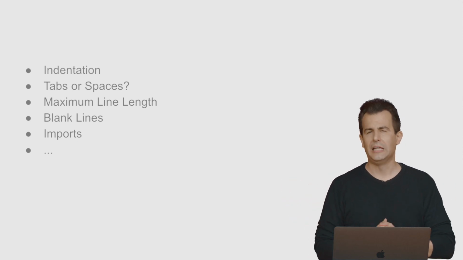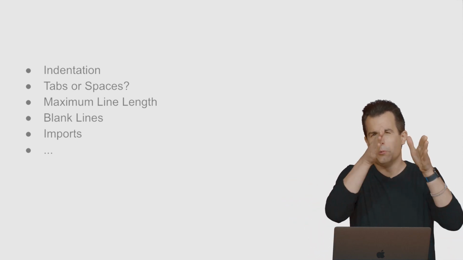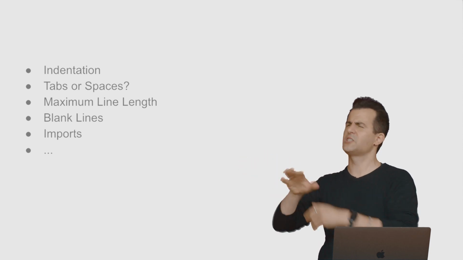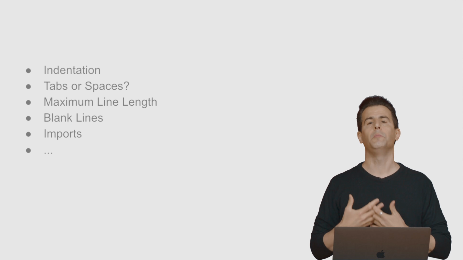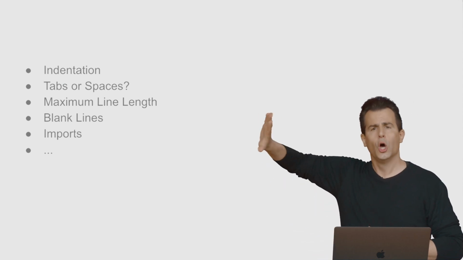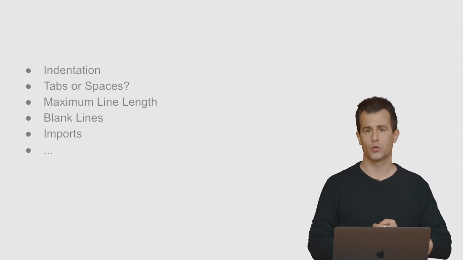What about maximum line length? Your code tends to get less and less readable the longer and longer your lines of code get, especially if they start to scroll over the screen. So Python 2 tries to standardize what the maximum line length is. You just shouldn't go past a certain number of characters to the right of your screen.